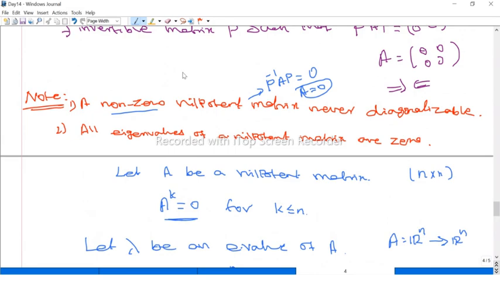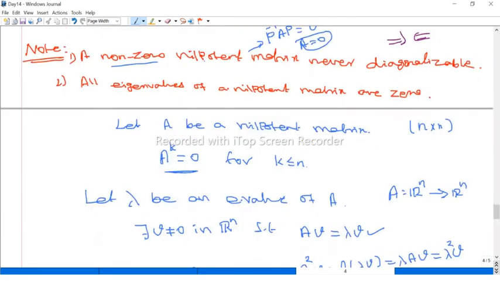It's a very important thing. Now there are some other characteristics to check whether a matrix is nilpotent or not. The important thing: suppose the eigenvalues are distinct.